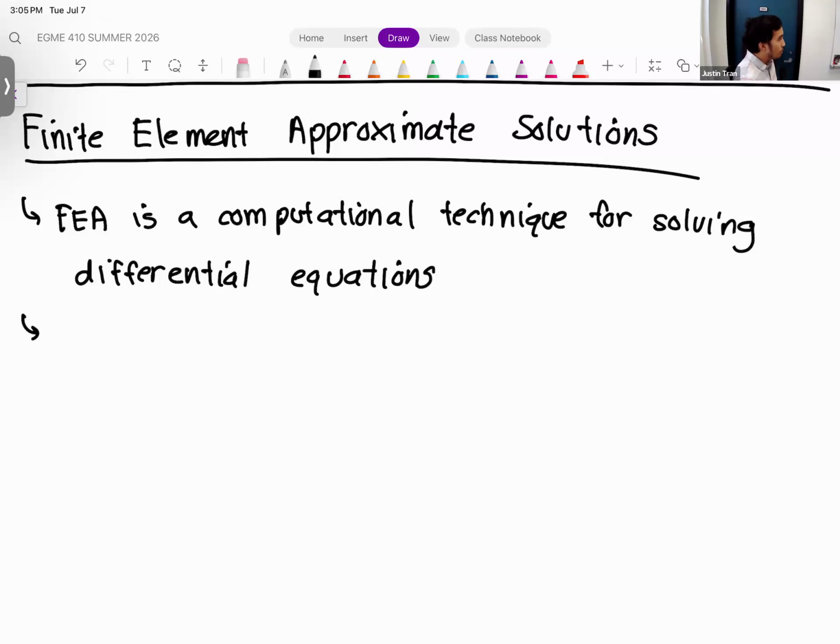So, maybe a way that we can qualify that previous statement is that FEA doesn't solve for exact solutions to these differential equations. At its core, FEA is solving for approximate solutions.